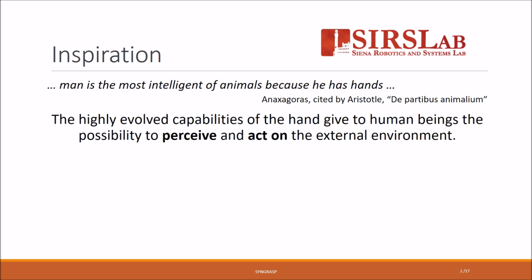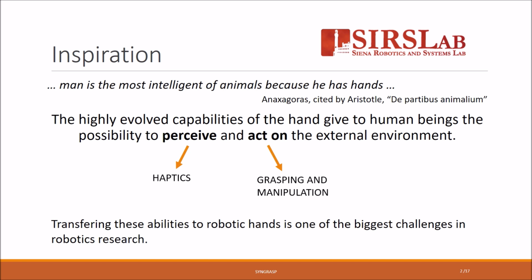human and robotic hands. Why? Because hands enabled humans to evolve and enable humans to perceive and act on the external environment. The perception is related to the sense of touch and whatever concerns haptics, whereas the action that the human can do on the external environment is concerned with grasping and manipulation. Now, SynGrasp focuses both on haptics and grasping and manipulation, because transferring these abilities to robotic hands is one of the biggest challenges in robotics research.